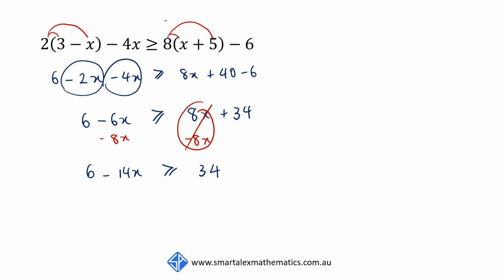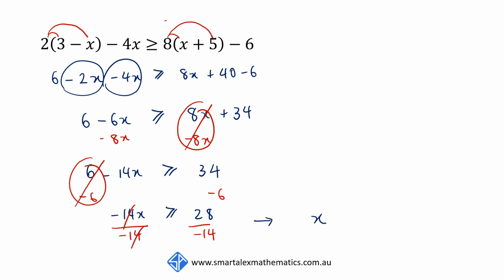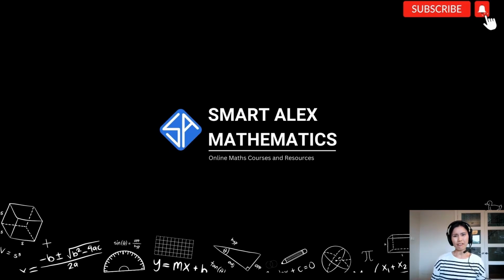The next step, we subtract 6 from both sides. This does not reverse the inequality sign. We have minus 14x is greater than or equal to 28. But in our last step here, we need to divide both sides by a negative number, negative 14. And what's going to happen is our sign will reverse and the final answer is x is less than or equal to negative 2.